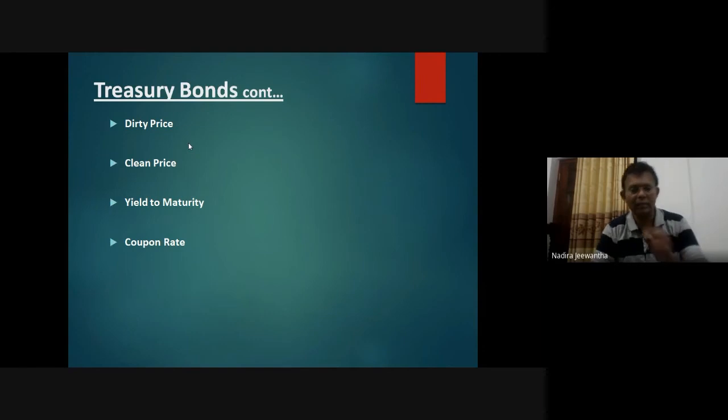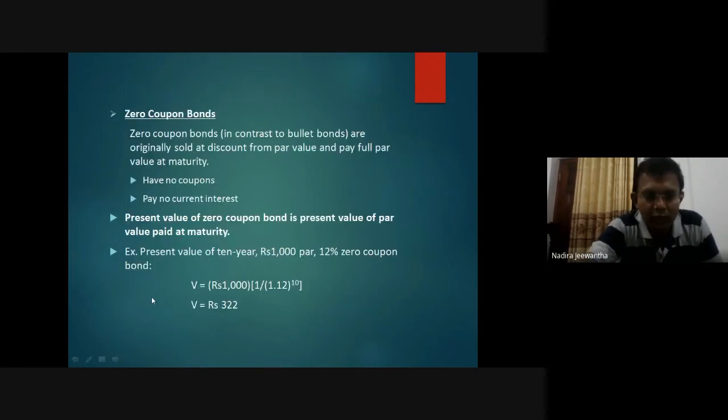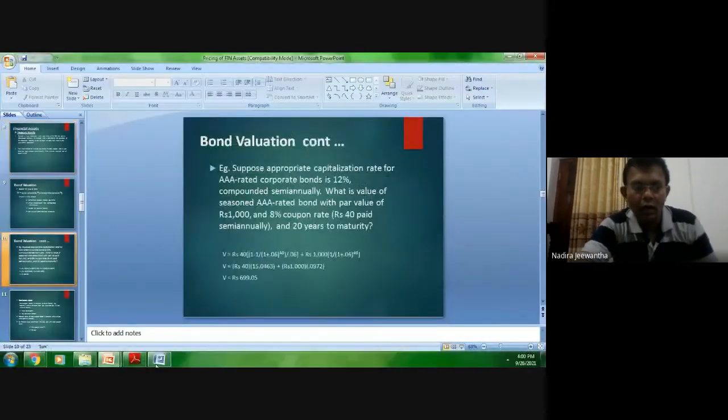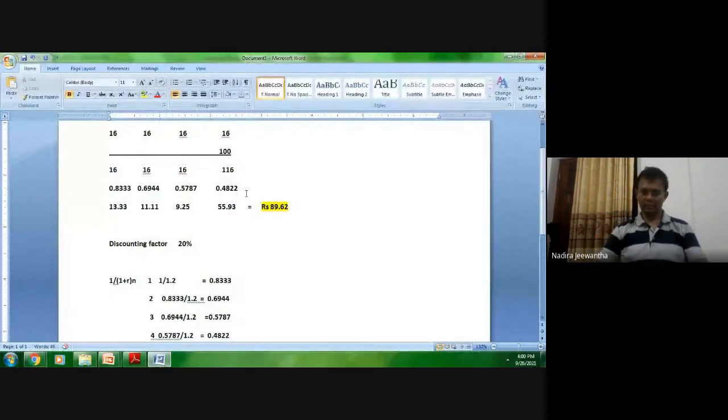Now in the exam, wherever you are asked to calculate the clean price, you can't do that straight away. First you have to calculate the dirty price, then you have to deduct the accrued interest. I'll show you how to find the accrued interest, then you derive the clean price. What I want to tell you is, this is the bond pricing.